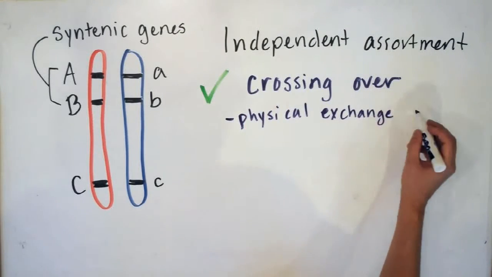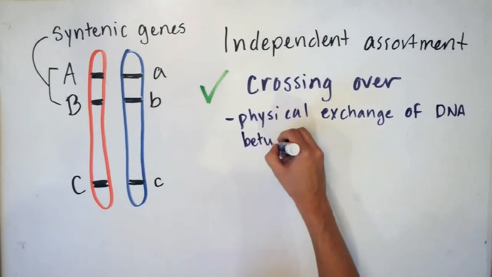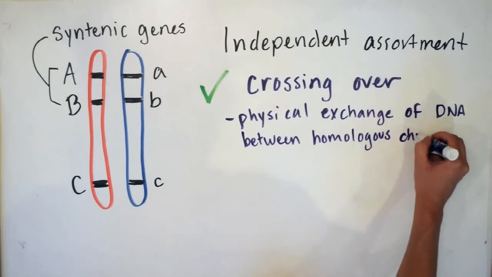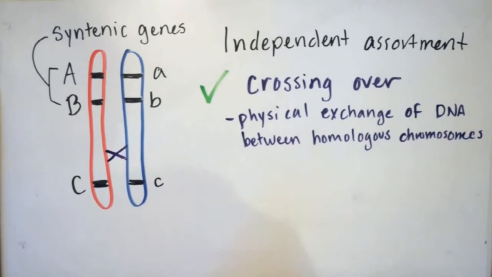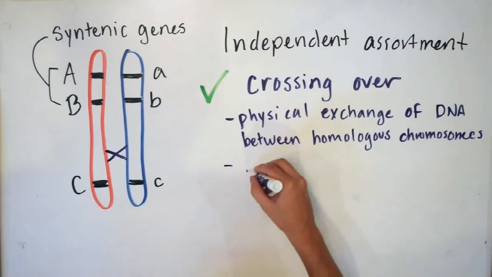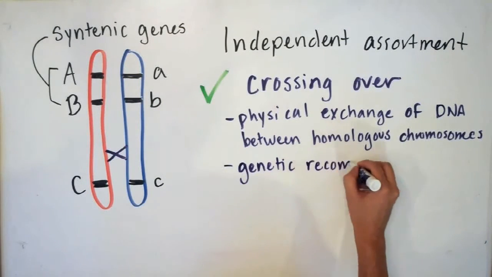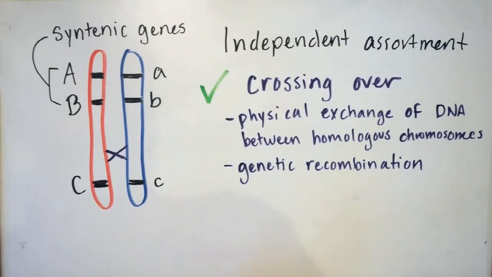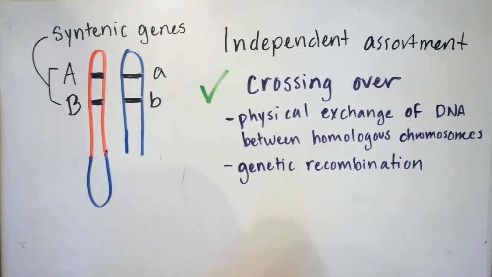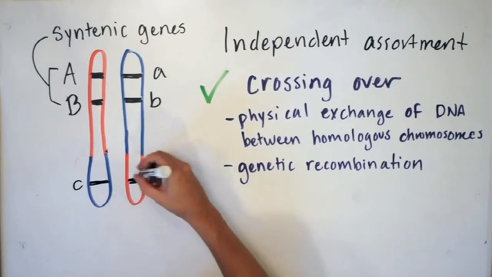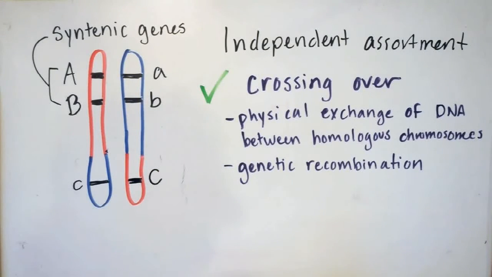Crossing over is the physical exchange of large chunks of DNA between homologous chromosomes during meiosis. It is often depicted as an X between a pair of homologous chromosomes. Note that here I've drawn a simplified version of crossing over. In reality, it occurs between 4 chromatids, which you will see later in the video. But for now, the result is that the maternal and paternal alleles of gene C are switched. Thus, there is enhanced variation within the gametes.